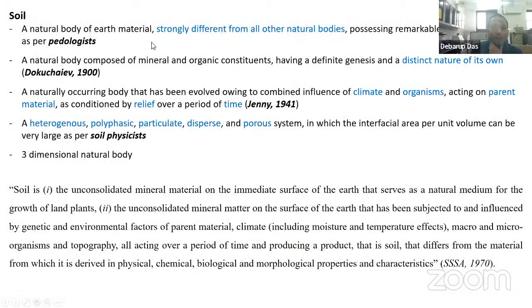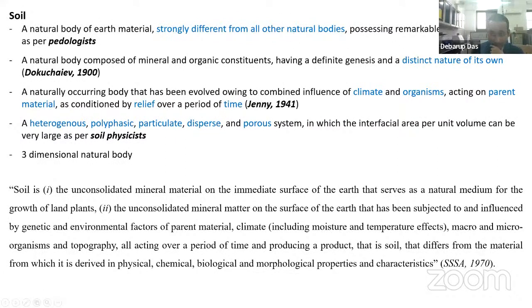Soil is a natural body of earth material strongly different from all other natural bodies, possessing remarkable life-giving qualities, as per pedologists. Next comes the very important Dokuchaev definition. Please try to remember this. Dokuchaev called soil a natural body composed of mineral and organic constituents, having a definite genesis and a distinct nature of its own. Basically, this distinct nature of its own means strongly different from all other natural bodies.